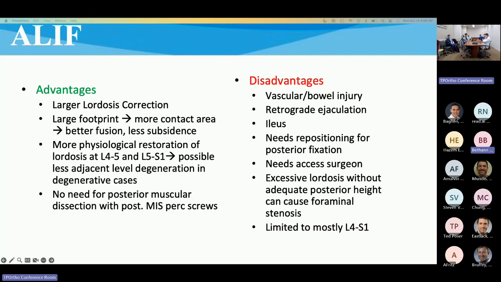Limited mostly to L4-S1. We talked about this recently. Some folks will get to L3-4. I guess it's even possible to get L2-3, but I think the majority of access surgeons are going to be comfortable from L4-S1. So obviously lateral and ALIF are really good procedures.